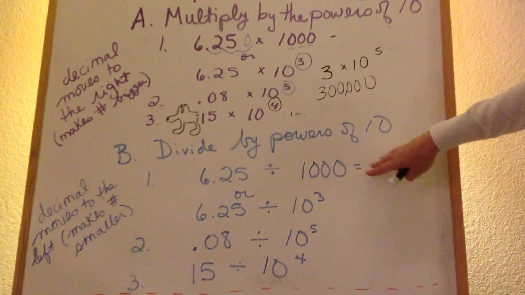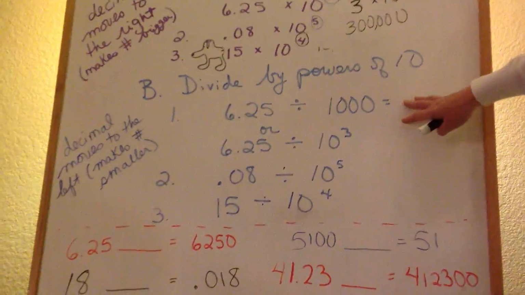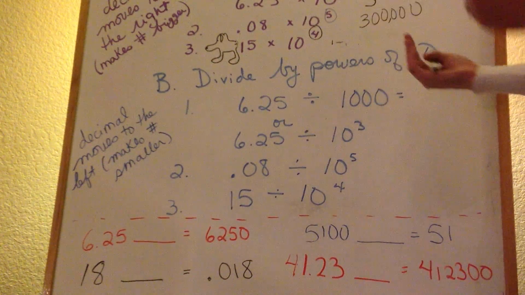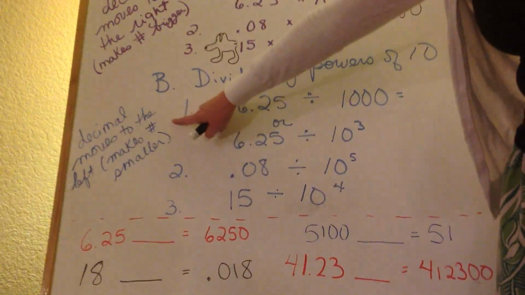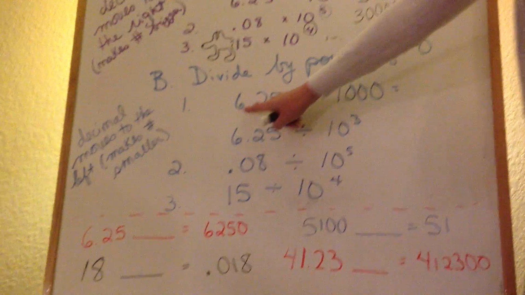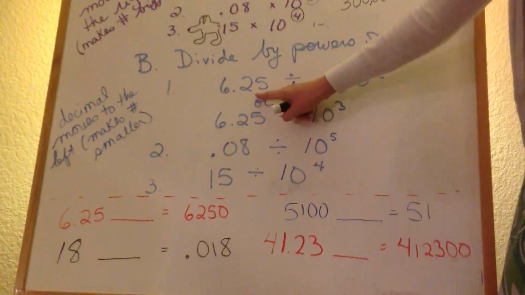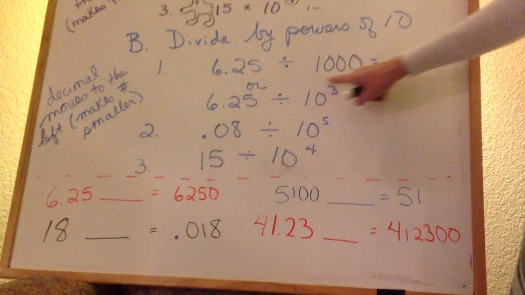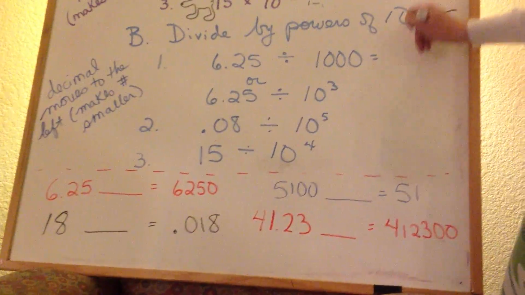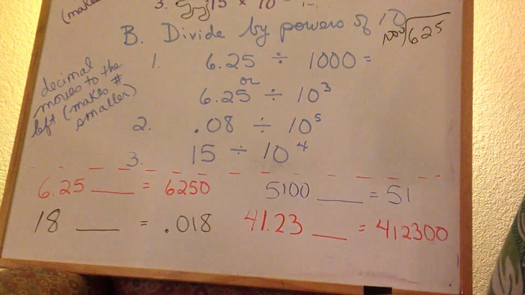Okay, so now let's try dividing by powers of 10. Dividing is the opposite. So instead of moving our decimal to the right to make the numbers bigger, we're going to move the decimals to the left to make the numbers smaller. So again, 6 and 25 hundredths, but now I'm going to divide it by 1,000. So before I had to do 6.25 divided by 1,000, and there's all this work to do.